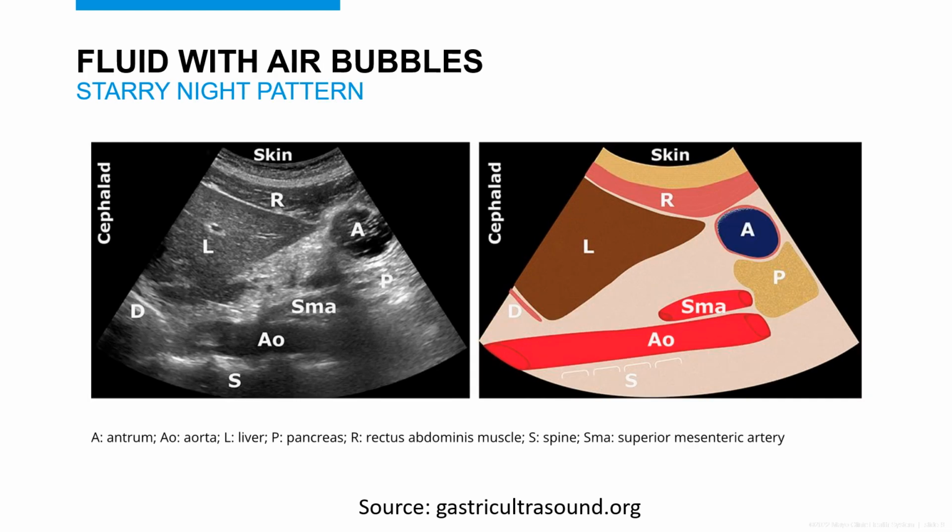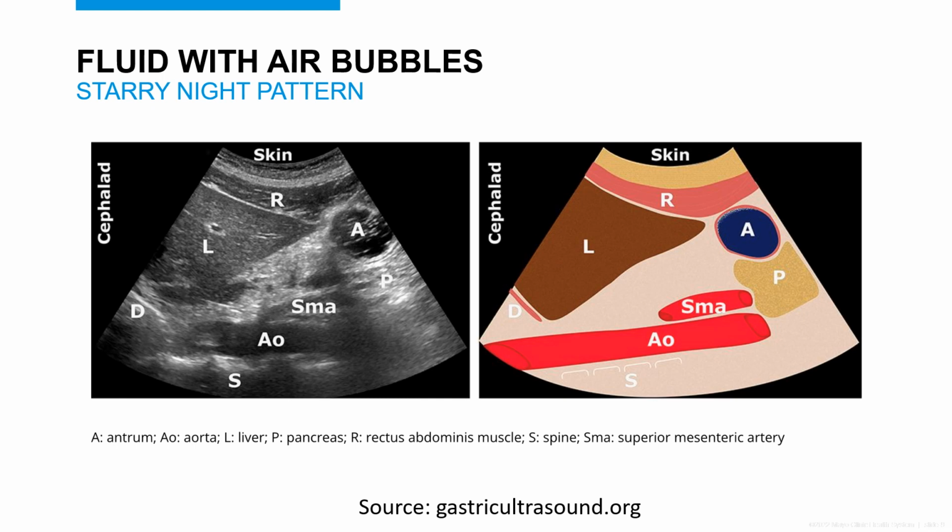Here we see an antrum with only clear liquid. How do we know that? Well, we appreciate that with what we call the Starry Starry Night pattern, named after Vincent van Gogh's painting. The antrum is distended with clear liquid which appears dark or hypoechoic on ultrasound. The speckled white hyperechoic dots are air bubbles.